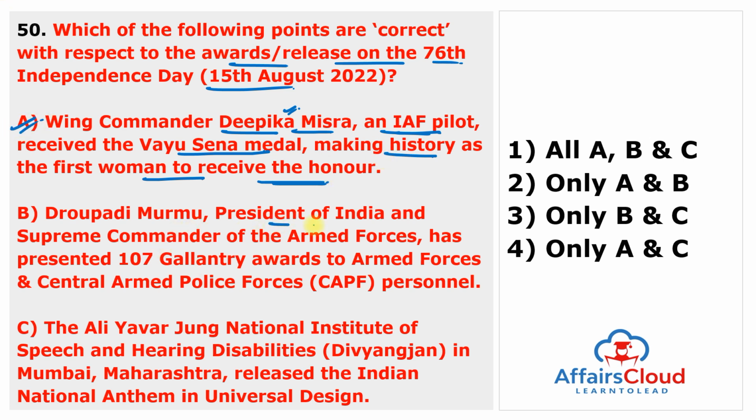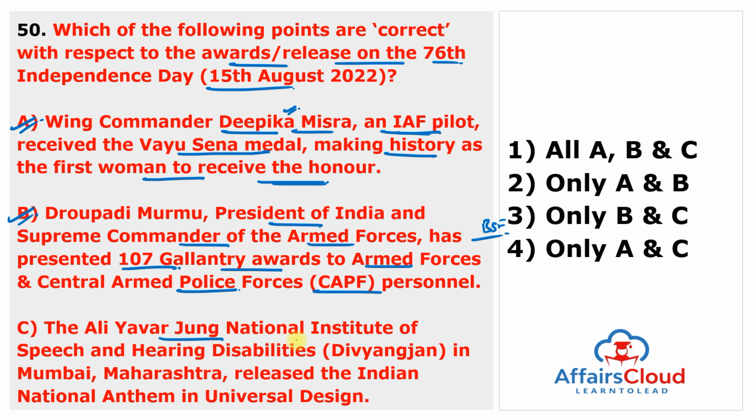Next is Draupadi Murmuji, the President of India and the Supreme Commander of the Armed Forces, has presented 107 gallantry medals to the Armed Forces and Central Armed Police Forces personnel. This statement is also true. And this gallantry award included two members of the Border Security Force. Constable Sudeep Sarkar was there of the 169th Battalion. Sub-Inspector Gaute is there, who was from the 59th Battalion, received the Kirti Chakra medal posthumously. But you don't have to remember any name, and this statement is also true.